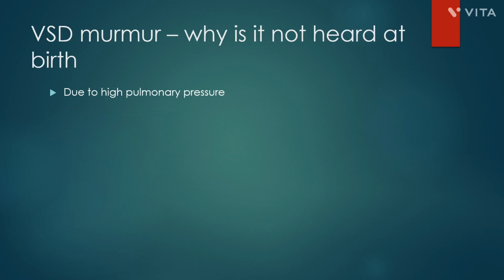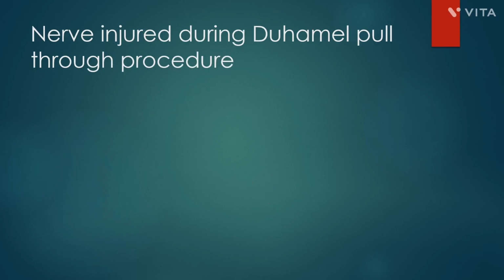Now VSD murmur, why it is not heard at birth. So what happens in VSD is there is a ventricular septal defect. So in ventricular septal defect, the blood flows from left to right. But soon after birth, the pulmonary pressure is very high, so it does not allow this shunt. That is why there is no murmur. But as the pulmonary pressure falls and the left-sided pressure increases, this blood starts to flow from left to right and there is murmur. So it is due to high pulmonary pressure.